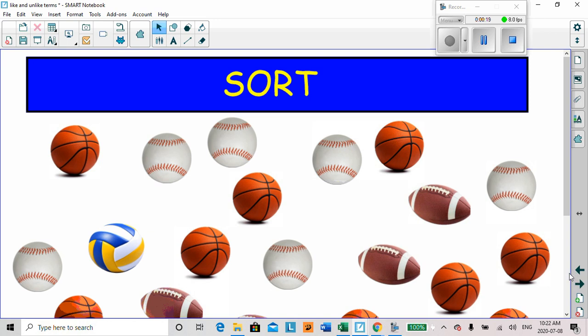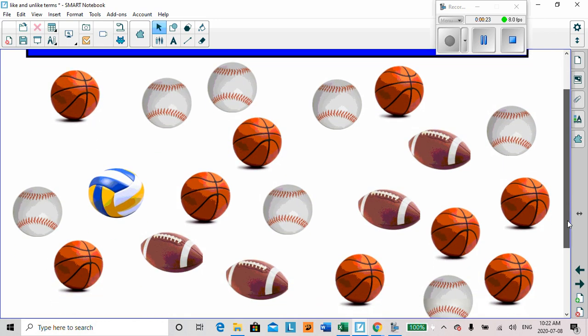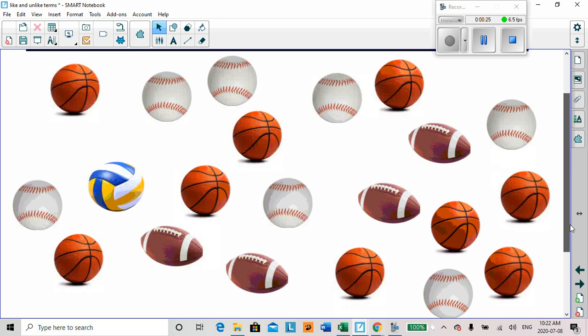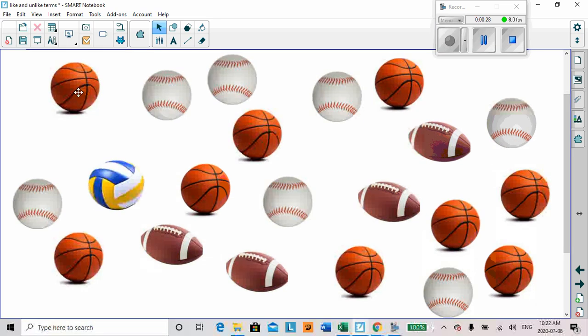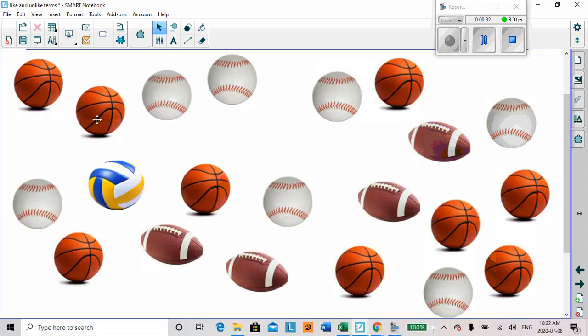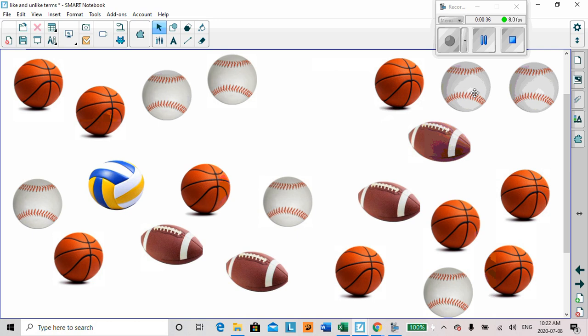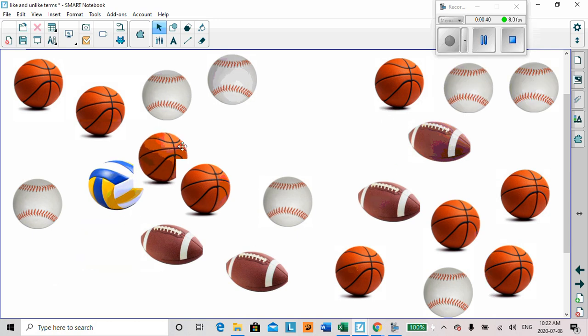First, what I want to do is sort this page of different balls. I want to put all of the basketballs into one pile, and I'm going to put all of the baseballs into another pile, and I'm going to put the footballs in a different pile, and the one volleyball that's all by itself in a different pile. Now I'm going to pause this to save time.